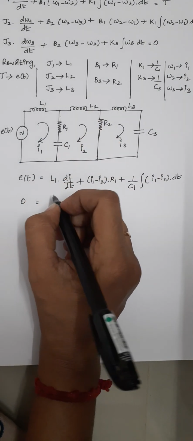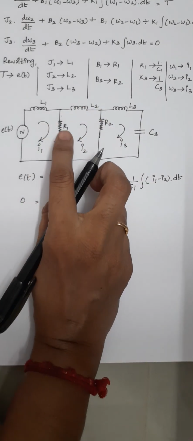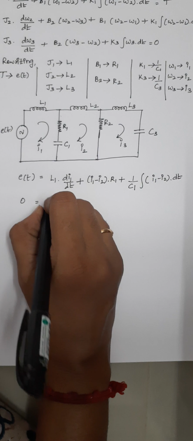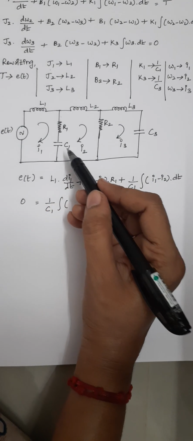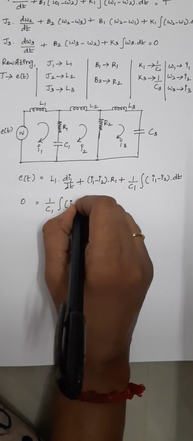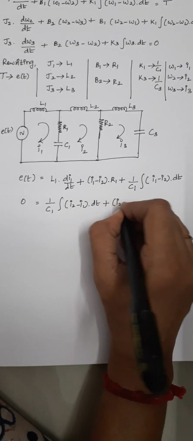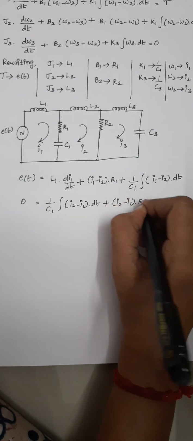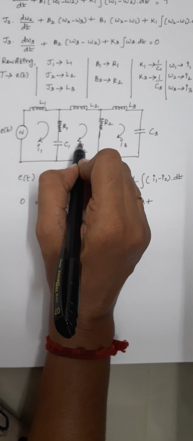So which is equal to, I am having these 5 elements, right? So I am starting here from C1. So 1 by C1 integral of, as I am considering loop 2, I have to write it as I2 minus I1. So write accordingly, I2 minus I1 into dt plus again I2 minus I1 into R1 plus here L2, through this L2 only current I2 is flowing.